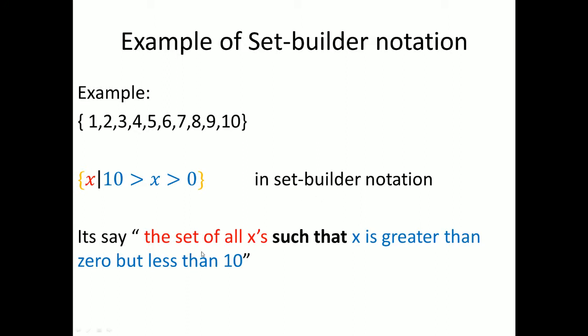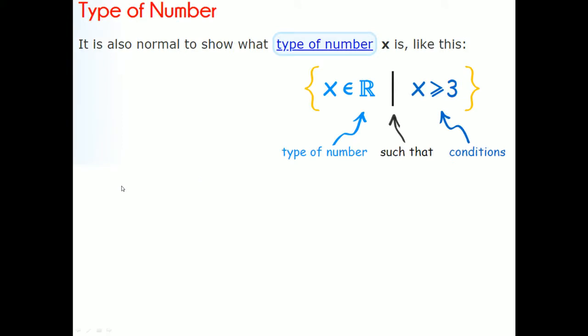Alright, so some examples of set builder notation. Let's say we have this set, 1, 2, 3, and so on. We would say that in set builder notation would be the set of all x, that's the x, such that, that's the black bar, and the condition, x is greater than 0 but less than 10.